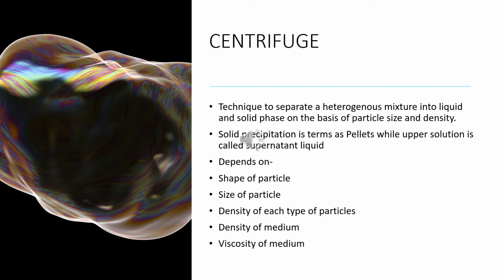In this video, we are going to talk about the two basic laboratory instruments, centrifuge and microtome. Firstly, we are going to talk about the centrifuge. Centrifugation is a technique that separates a heterogeneous mixture into liquid and solid phase on the basis of particle size and density difference between them.